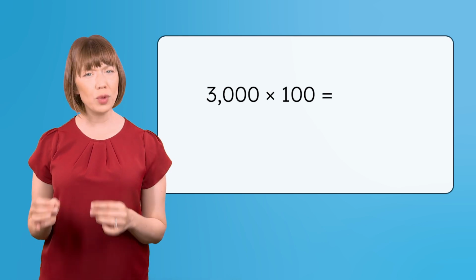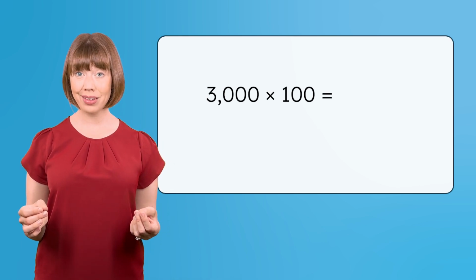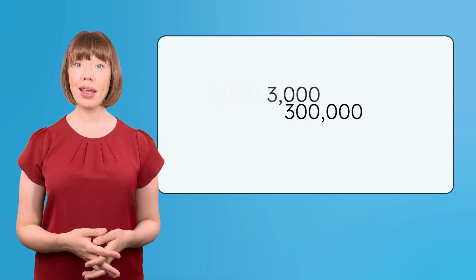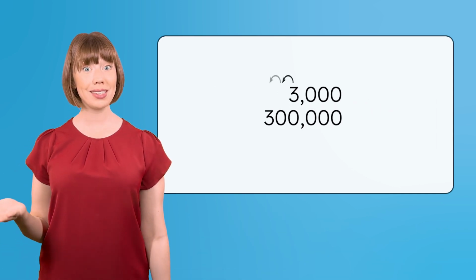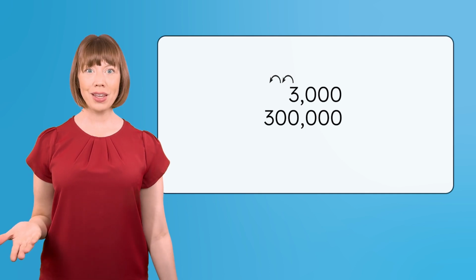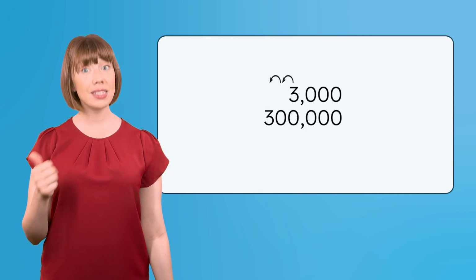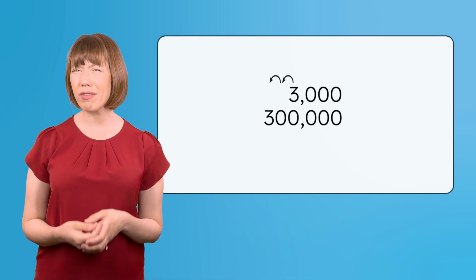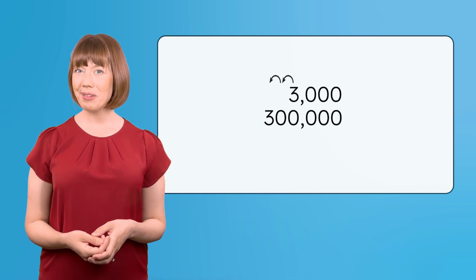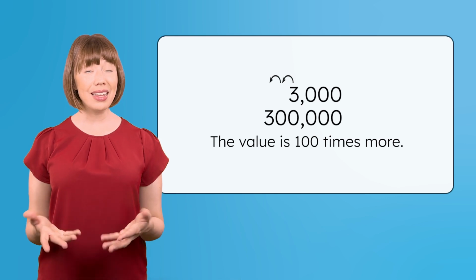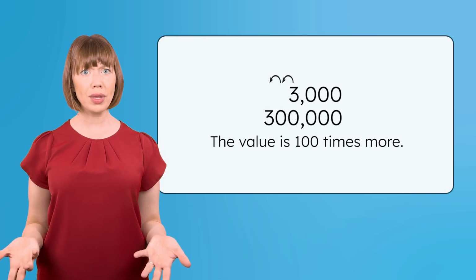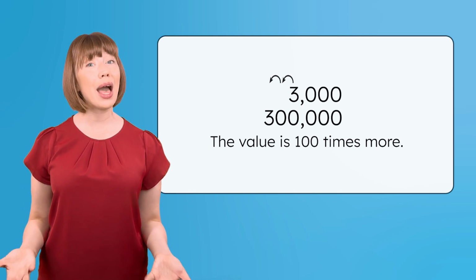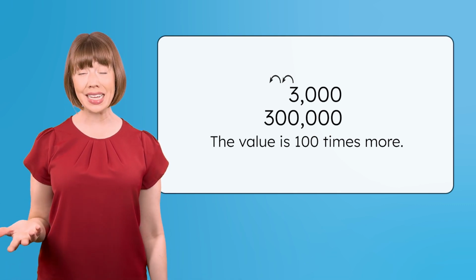What if we multiply 3,000 by 100? This time, we get 300,000, and the digit 3 moved 2 places to the left. That's because it takes 2 tens, 10 times 10, to make 100. What about the value of the 3? 300,000 is 100 times the value of 3,000. So, the power of 10 we are multiplying by is how many times the value increases.